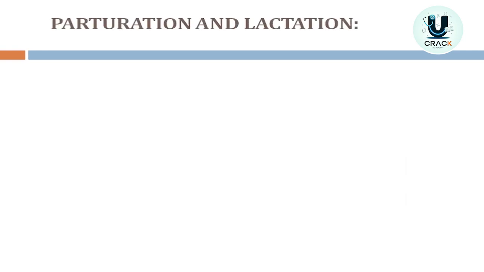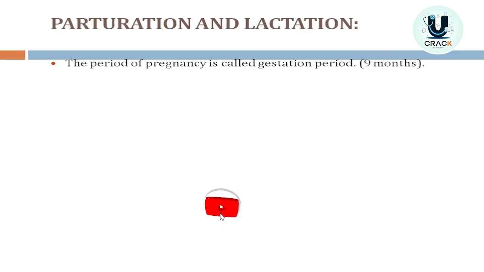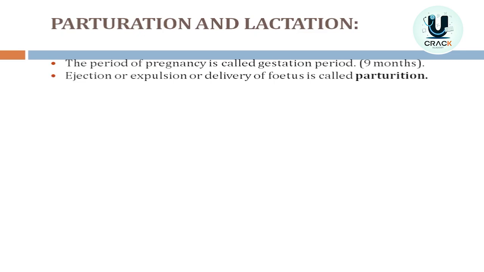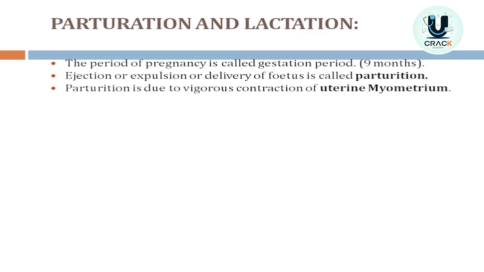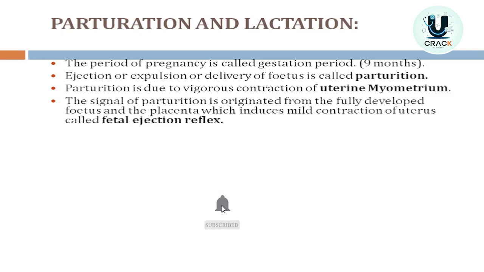Parturition and lactation. The period of pregnancy is called the gestation period. Ejection or expulsion or delivery of the fetus is called parturition. Parturition is due to the vigorous contraction of the uterine myometrium. The signal for parturition originates from the fully developed fetus and the placenta, which induce mild contractions of the fetus, called the fetal ejection reflex.